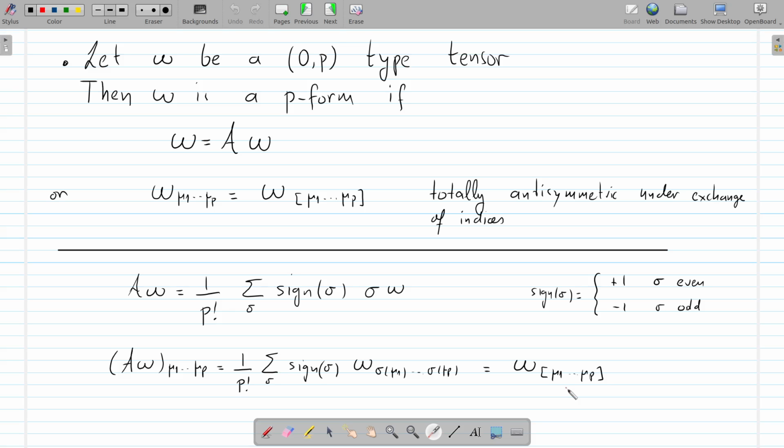We define a p-form to be a completely antisymmetric 0p type tensor. Therefore, its components will be completely antisymmetric under the exchange of any of its indices.